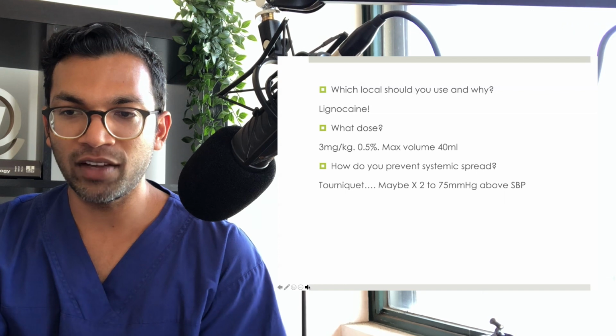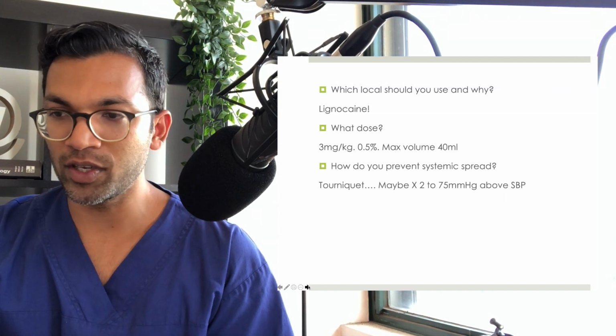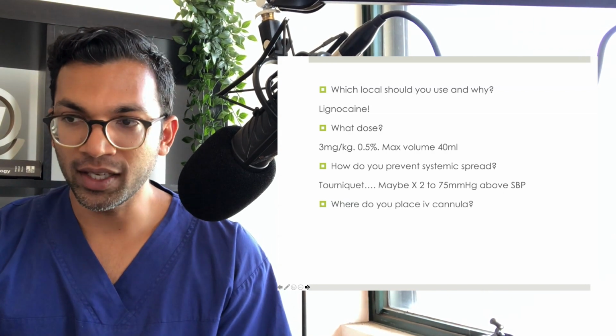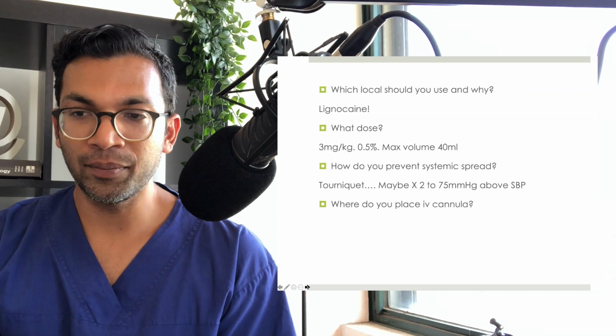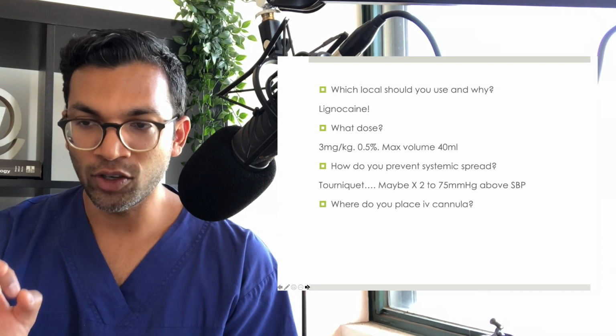Also, you have to get it above arterial pressure. So you might have about 75 millimeters mercury above your systolic blood pressure. I don't try to remember these, by the way. If you do it a lot, you'll know it. But otherwise, I just go to that website and just checklist everything so I don't forget a thing.